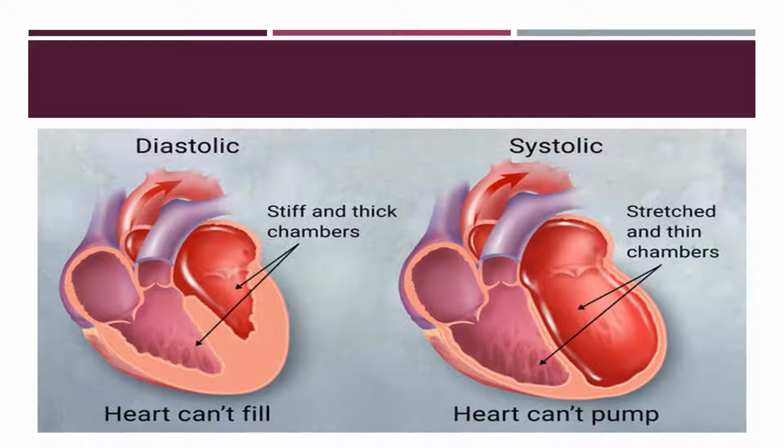On this slide, I wanted to add something that would help break down diastolic and systolic failure into simpler terms and make it easier to understand. So with diastolic, you're going to see that the chambers of the heart have become stiff and thick, making it hard for the heart to fill the way that it should. And with systolic, you're going to see that the chambers of the heart are stretched and thin, which makes the heart unable to pump the way that it should normally.